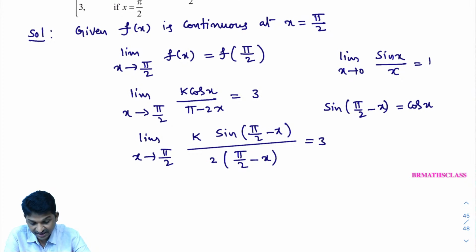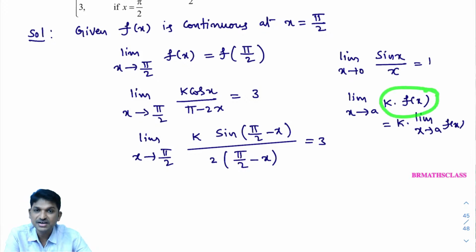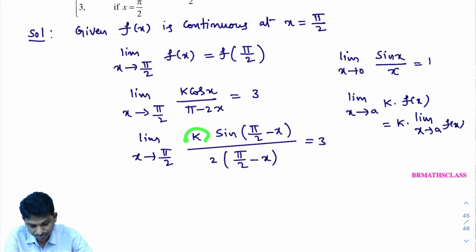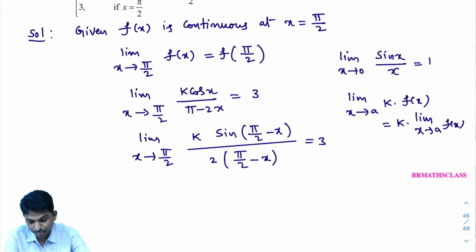In the limits chapter, we have one basic formula, the algebra of limits: limit x approaches a of k into f of x can be written as k times the limit x approaches a of f of x. Very simple thing. If a constant into a function is there, then we can take the constant outside and calculate the limit of the function. So here you observe k by 2 is there. k by 2 is the constant. You can take this k by 2 outside of the limit from this formula.